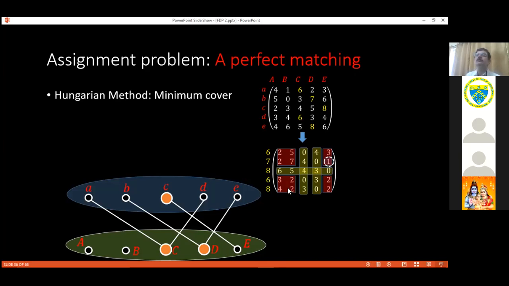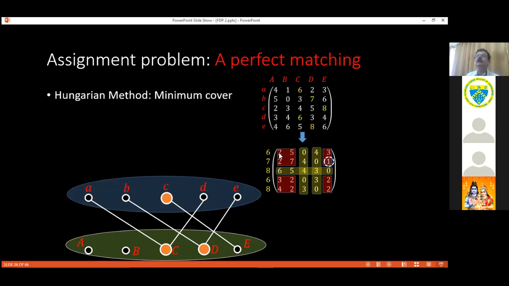You subtract 1 from each of the entries in the red box and add that 1 to the elements in the intersection of the selected rows and columns. So this 3 is there here. This is the intersection. This is intersection 4. 4 should become 5. 3 becomes 4 because they have to add this.